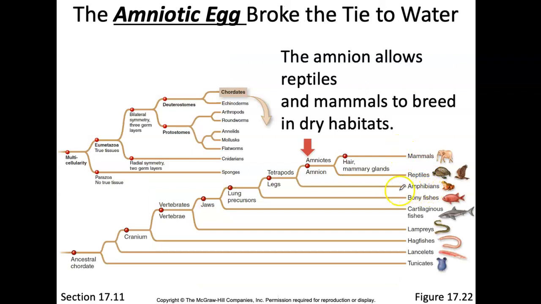So how would you solve that problem? If you wanted to be entirely terrestrial and not have to have water at all, then going from the legs here isn't enough. What you need here is an amnion. What you need is to have some sort of wet environment to develop your young in. And that would solve the problem because your young wouldn't dry out, correct? So that's when we move into the reptiles. The amnion I'm reading here allows reptiles and mammals to breed in a dry habitat.